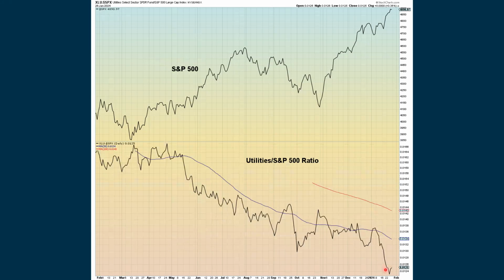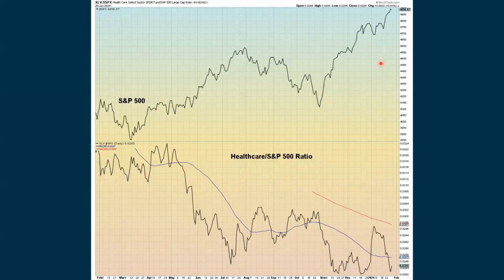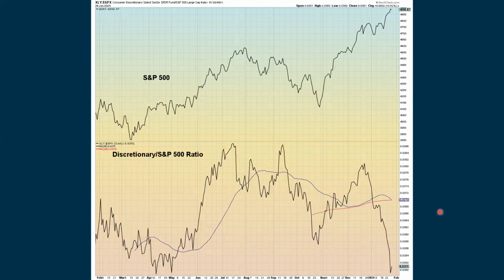Utilities are also underperforming the S&P, and this is a ratio that I show most every day in the daily video. When this is going up, that means the S&P is outperforming utilities, and typically the S&P is going up. When this ratio is going down, that typically puts pressure on the S&P, and that usually means the S&P is going down. Healthcare continues to be in a downtrend and is underperforming the S&P, also showing here with this other chart how healthcare is underperforming.